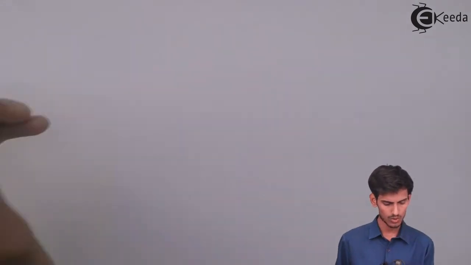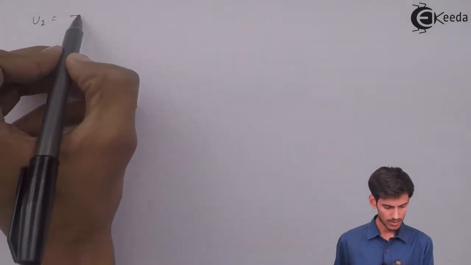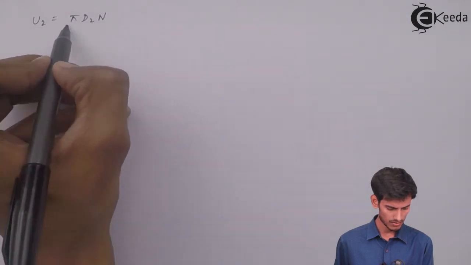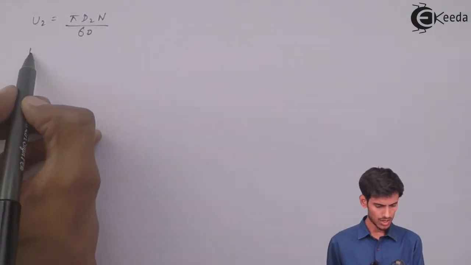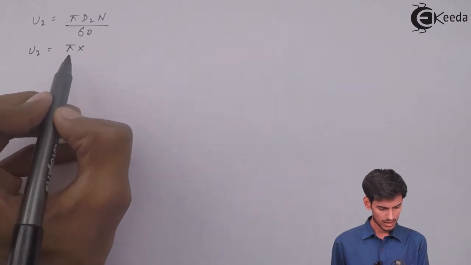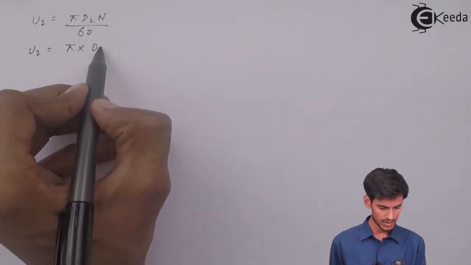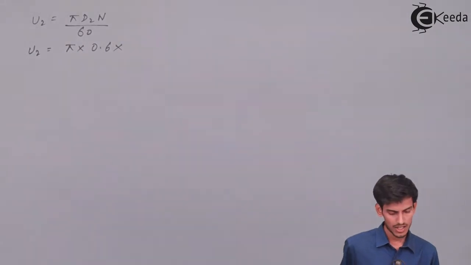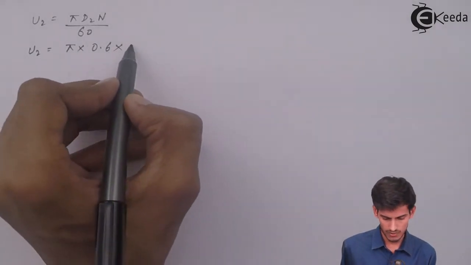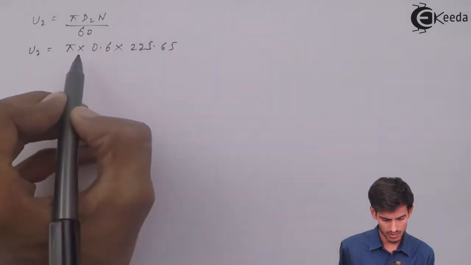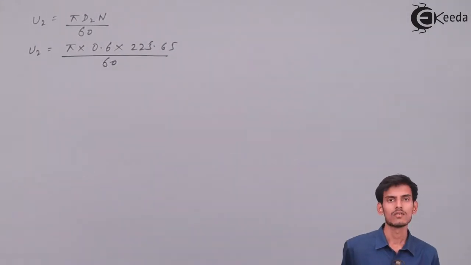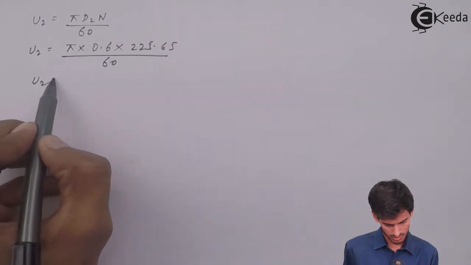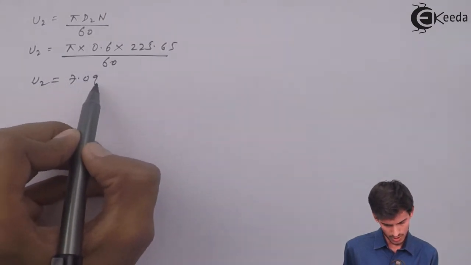Now let's calculate the velocity of the runner at the outlet, U2. U2 is nothing but pi d2 n by 60. So U2 is unknown. Diameter at the outlet side is given as 0.6 meters. And the RPM we have already calculated, which is 225.65 divided by 60. So you get the value of U2 as 7.09 meters per second.